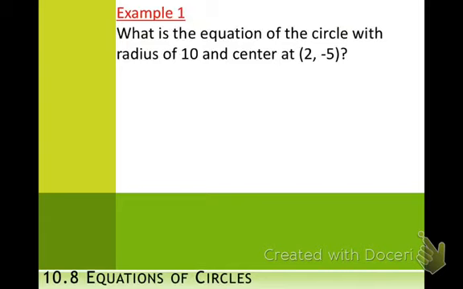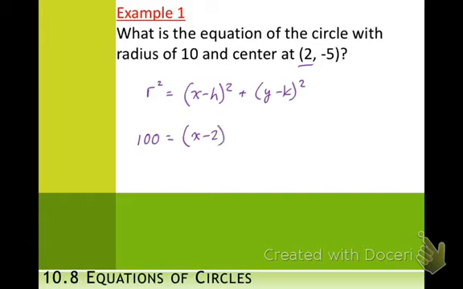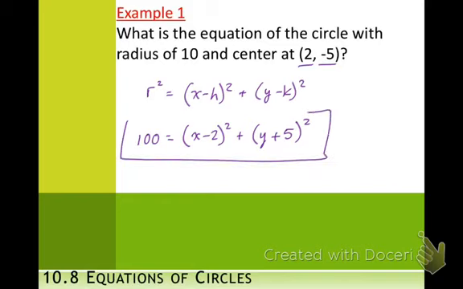All right, so let's try an example. What is the equation of a circle with a radius of 10 and a center at 2 comma negative 5? Well, we remember our equation, radius squared equals x minus h squared plus y minus k squared. So I know my radius is 10, so 10 squared is 100. I have x minus my x value, which is 2, plus y minus my y value, so minus a negative, I'm going to turn that to a positive, 5 squared. And that's all the further we can go. This would be the equation of the circle.